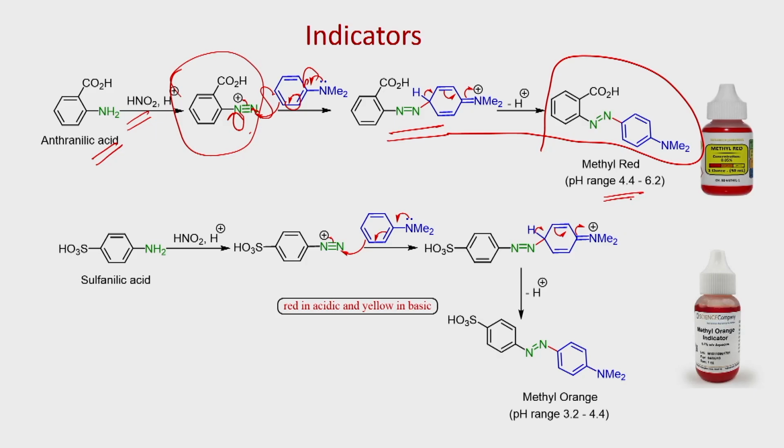Suppose when you carry out the reaction, the pH of the reaction medium is 4.4 to 6.2, you will get this compound showing red color. And if acidic, as you can see here, it can go here and this can come here, and it can form.